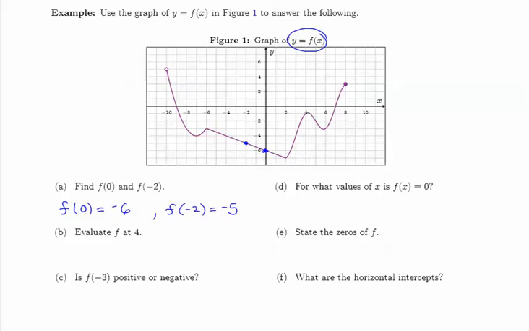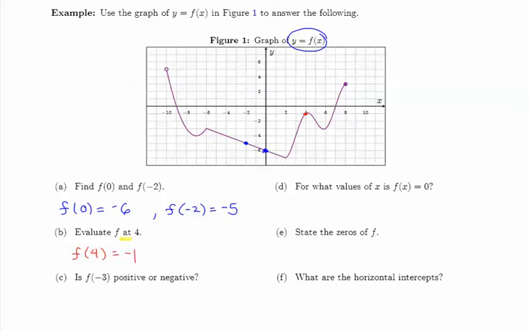The next question asks us to evaluate f at 4. This is similar language as f of 4. It's just writing it verbally. So what we're being asked to do here is find the value of the function at 4. This word "at" is a critical word to identify that we're being asked to look at an input of 4. So we're going to go over to where x is 4, and we'll see that the graph passes through (4, -1). So that means that f of 4 is going to equal -1.